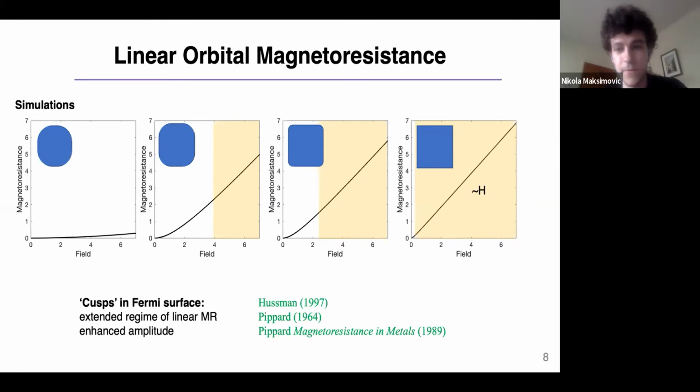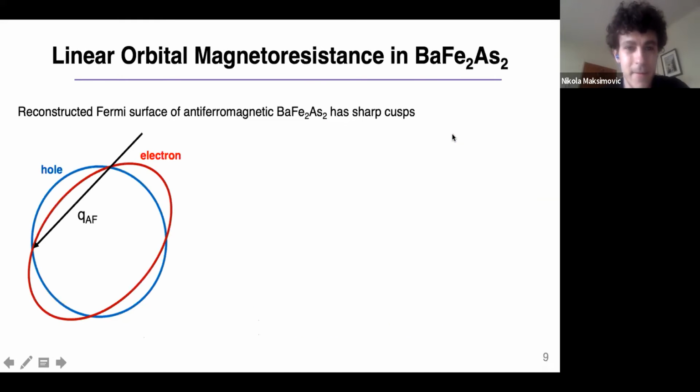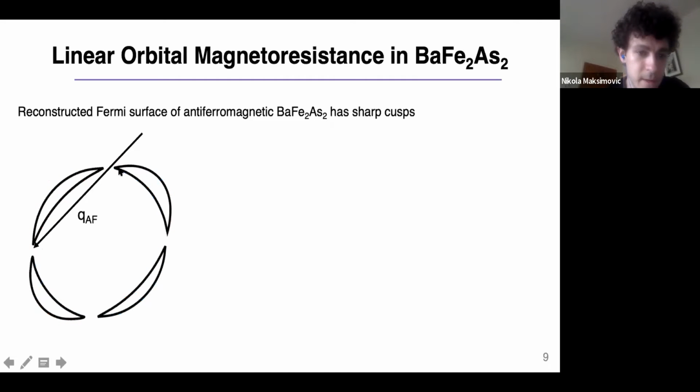So it's actually fairly rare to observe a Fermi surface that looks like this. But we have good reason to believe that the Fermi surface of antiferromagnetic barium-122 may have these sharp cusps. Here I'll show a cartoon. So you have a hole Fermi surface at the center of the Brillouin zone, electron Fermi surfaces at the corner, and they get nested, imperfectly nested by the antiferromagnetic ordering vector. And when a gap opens up, you get these banana-shaped pockets with these regions of large curvature at the corners.